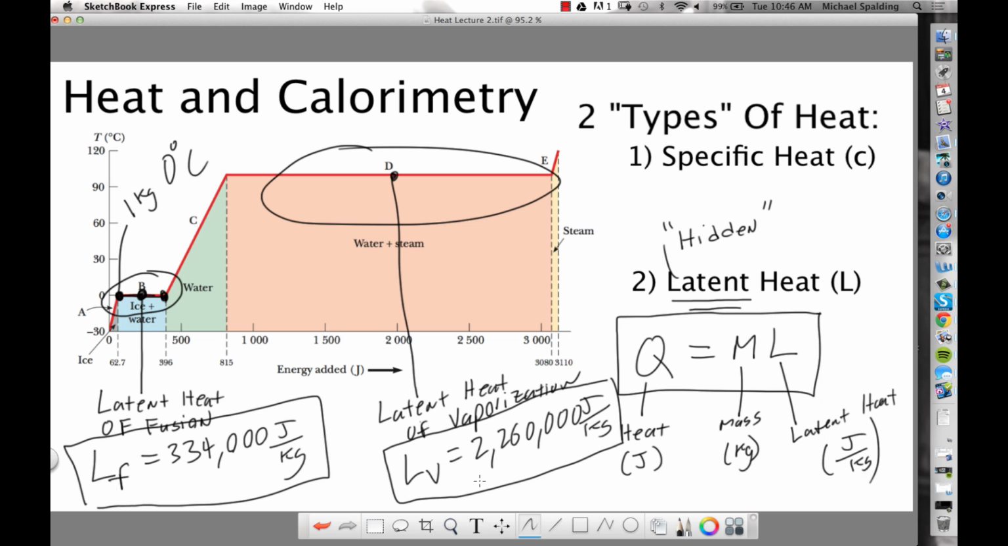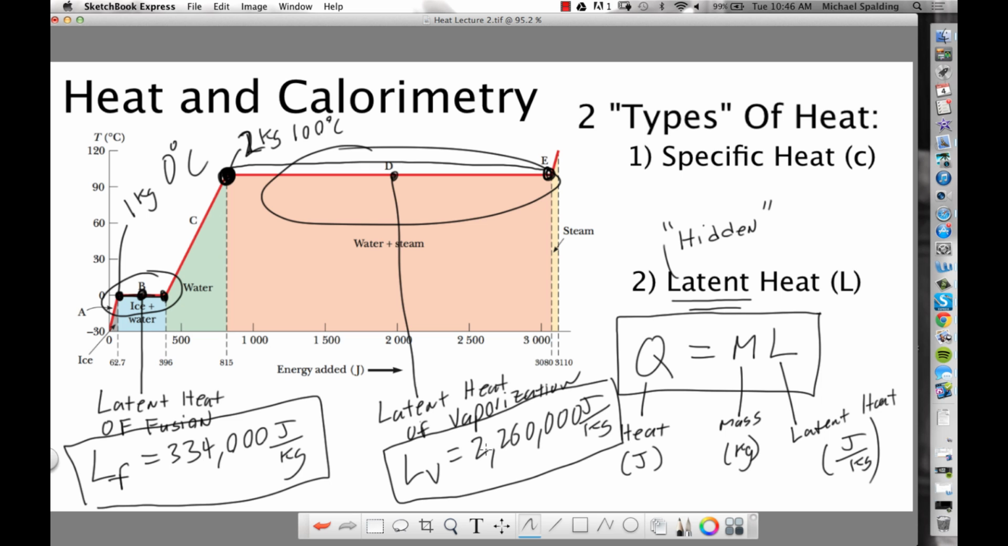So what is this latent heat of vaporization telling us? If you had 1 kilogram of water at 100 degrees Celsius, ready to vaporize, how much energy is required to get it across to steam? 2,260,000 joules per kilogram. That's all of it? That's the whole kilogram. So what if you had 2 kilograms at 100? It would just be double that, 4,520,000.